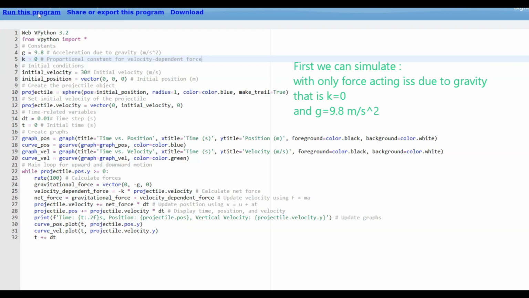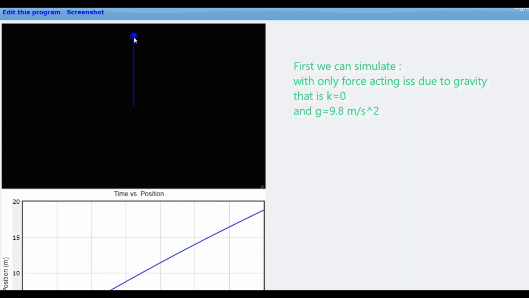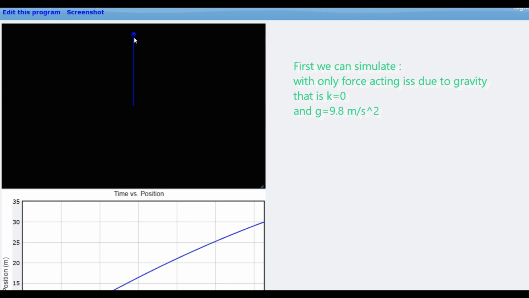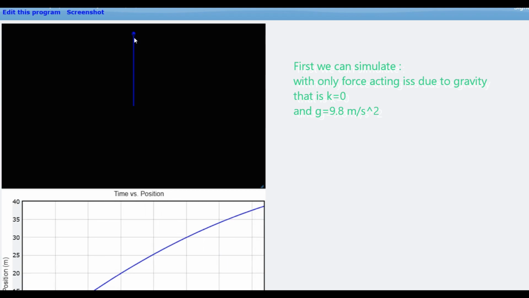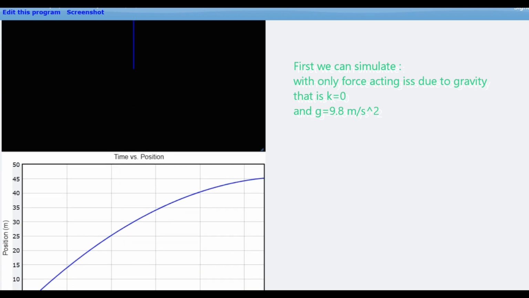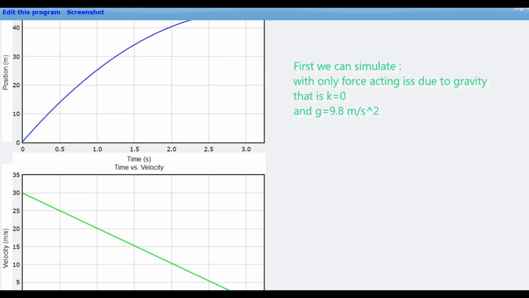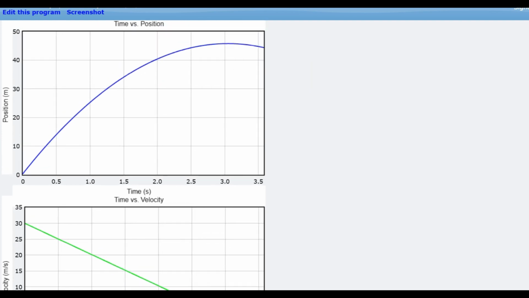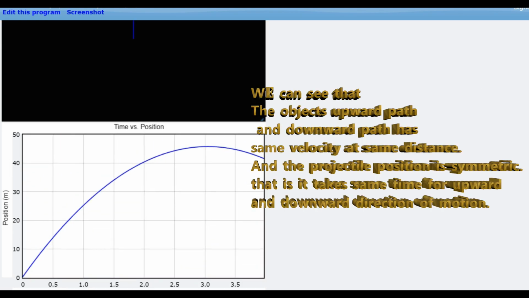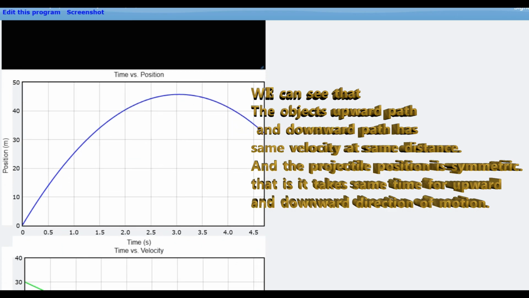I have modeled a scenario where a projectile is launched with an initial velocity of 30 meters per second. The motion of this projectile is governed by two forces, one being the gravitational force, g meters per second squared, and the other being a force dependent on velocity, represented by the constant k times the velocity. Initially, we set k to 0, indicating that we are disregarding any wind resistance.